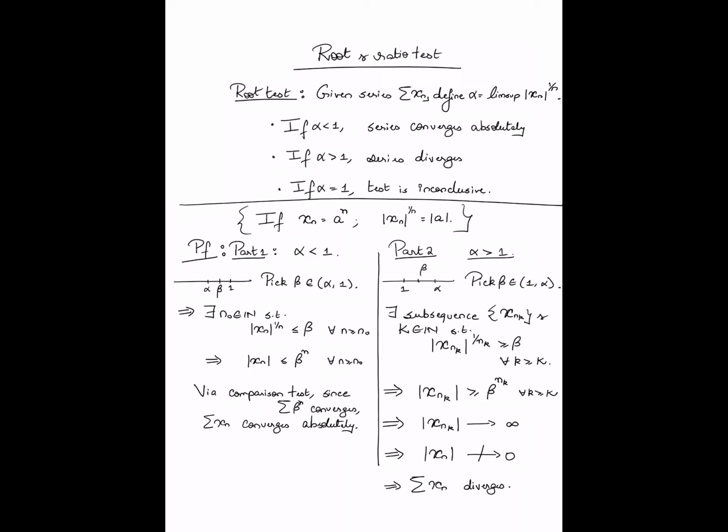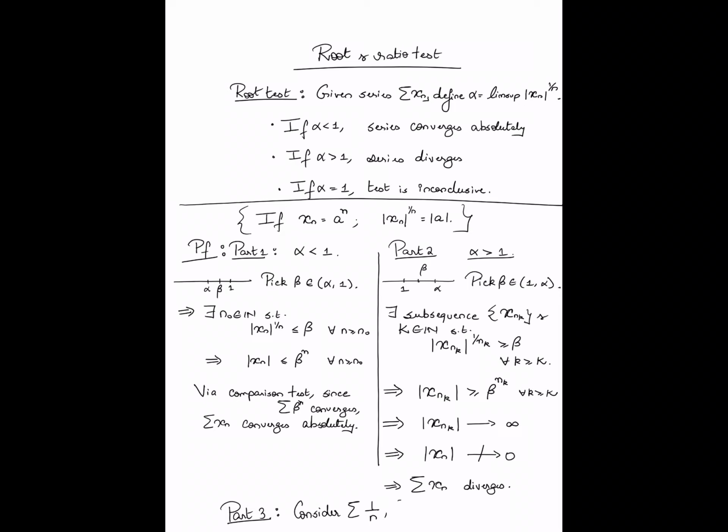For part 3, all I have to do is give you an example of a series where alpha is equal to 1 and the series is actually convergent, and similarly an example where the series diverges. So you just have to consider 2 simple cases.